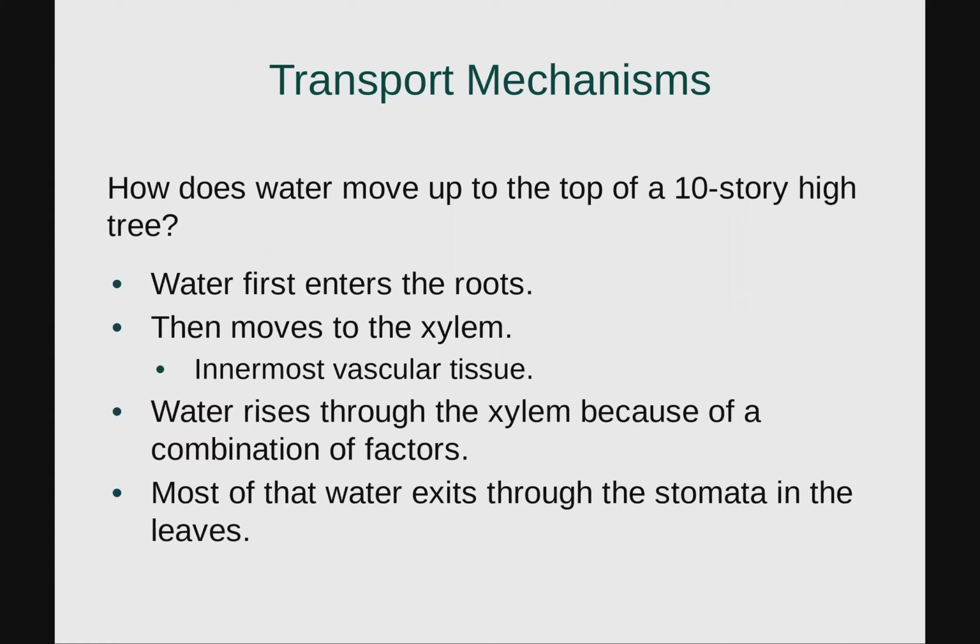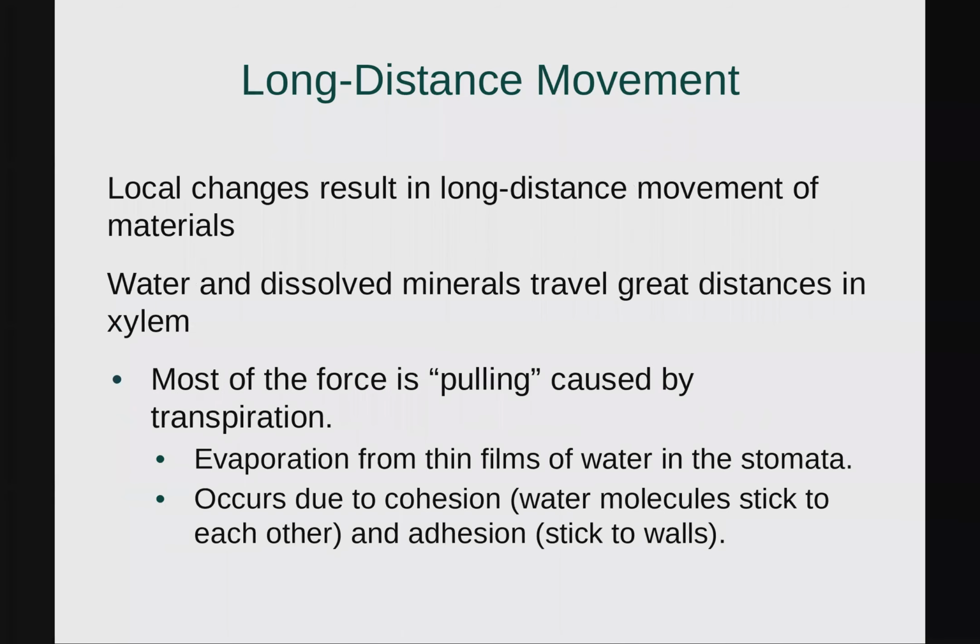Well, first thing that has to happen, the water enters the roots. Then it moves into the xylem, which, as we know, is the innermost vascular tissue. And then the water rises through the xylem because of a combination of factors. And then most of that water ends up exiting through the stomata in the leaves. Now, long distance movement in plants is a result of essentially long distance movement of materials. Now, water and dissolved minerals travel great distances in the xylem and the phloem, but we're thinking about going up, because going down just has gravity, right?